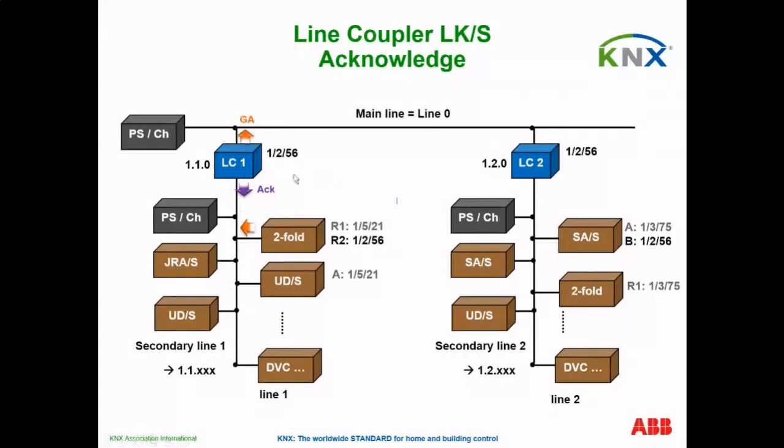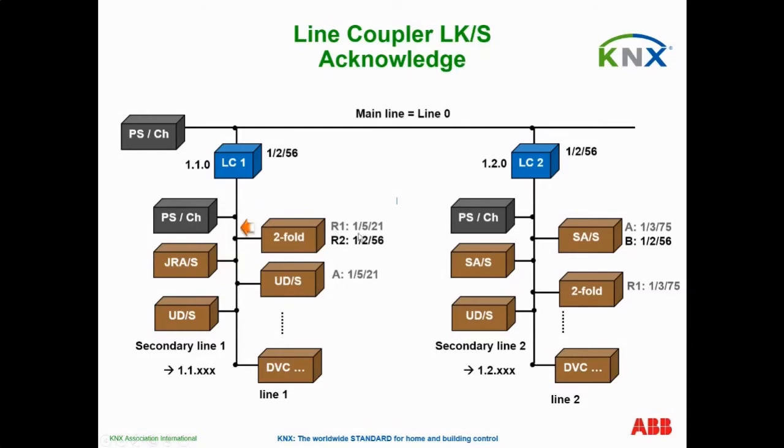That line coupler then sends the telegram onto the main line. The main line telegram then is acknowledged by the other line coupler because it's in the filter table. It's in the filter table, so he's going to push it out. He's going to receive it, and he's going to be happy acknowledging it. Line coupler two then sends the group address down onto its line, and it's acknowledged by the relay. That's just a simple way of how telegrams are acknowledged throughout the network. What's important to remember is that the telegram has to be acknowledged at all steps.